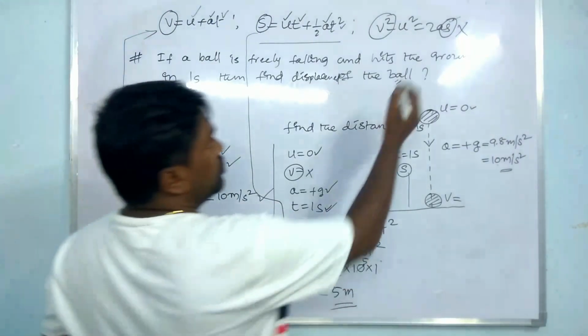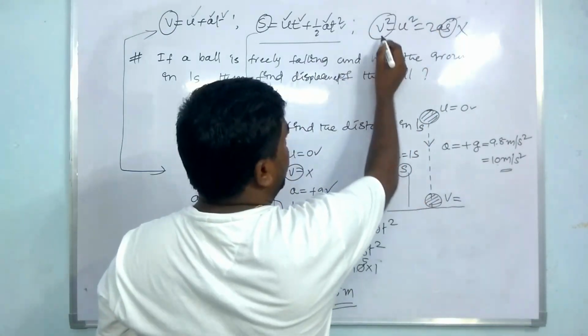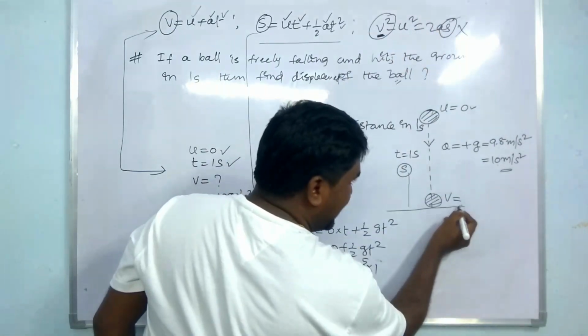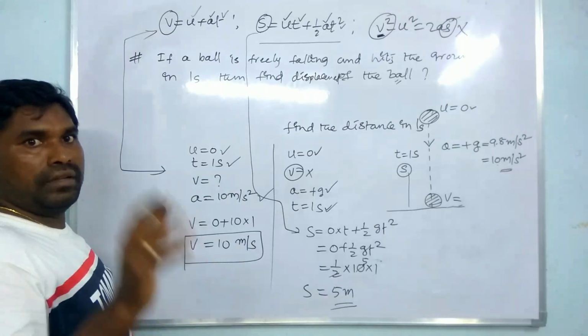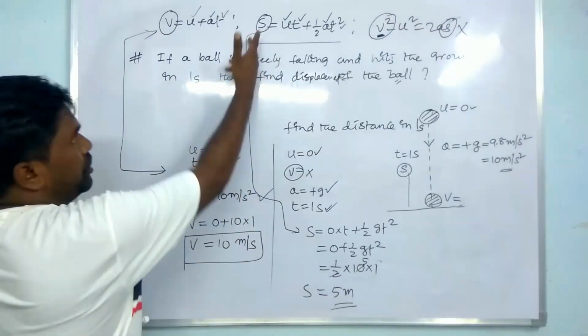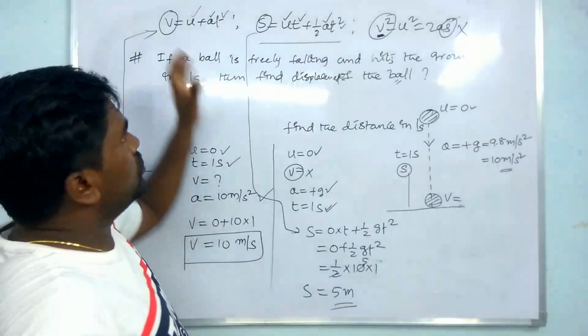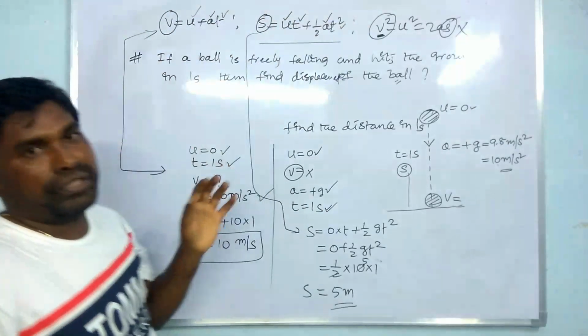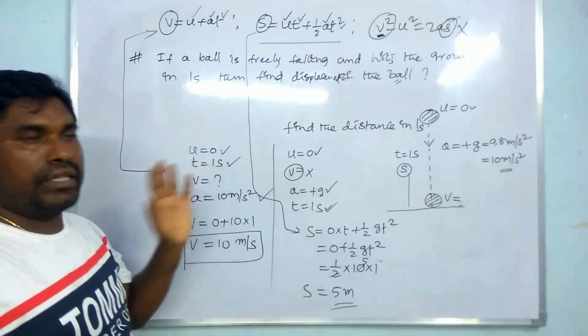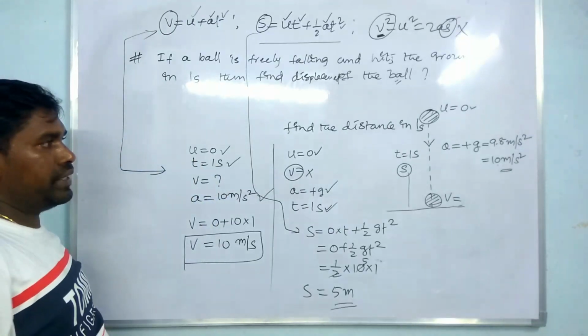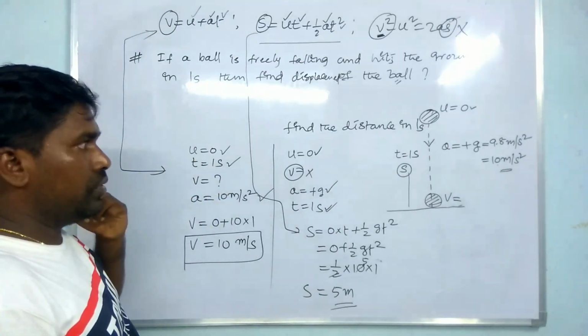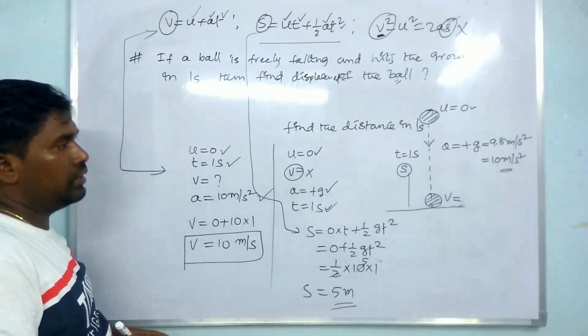Why don't we use this other equation? Because we don't know the velocity at the hitting point. Clear? So that's why we need to use this equation. This is the concept you have to use, where you have to use these three equations. Okay, understand? Now let us see one problem. You have to solve it.